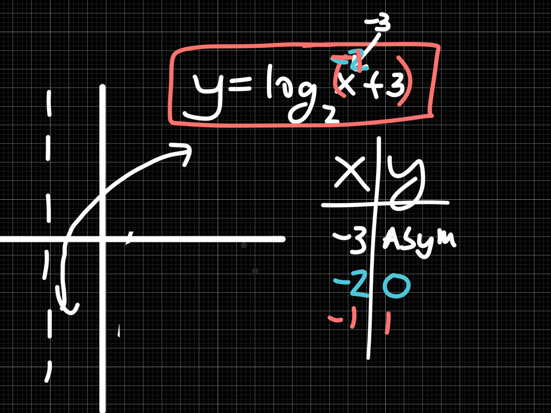Asher, what'd you get? I got 1. All right, if I put in a 1, then I get log base 2 of 4, which is 2. Perfect. Okay, there's 3 points and the asymptote.